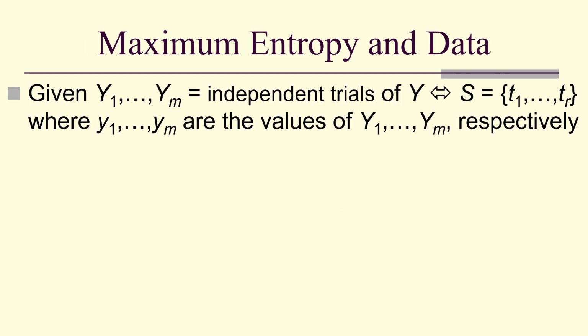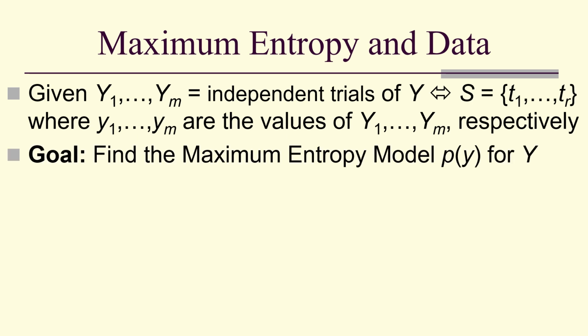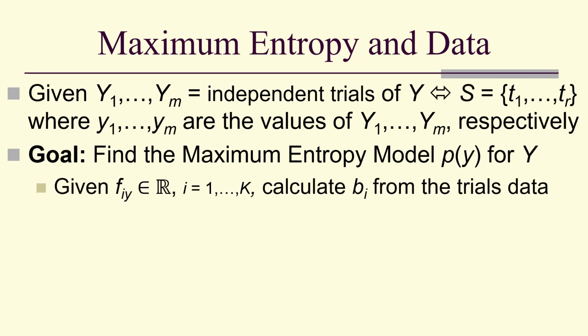We can also use maximum entropy with data. So suppose we have independent trials of y corresponding to some set of numbers or tags. Usually these are numerical labels for classes of a classifier. And the actual values will be little y1 to little ym. We want to find the maximum entropy model P of y with respect to the data.